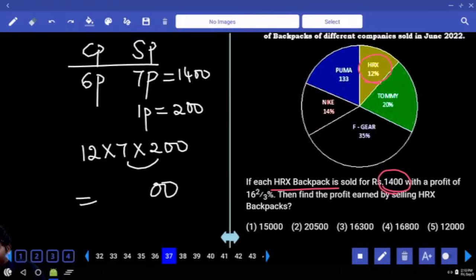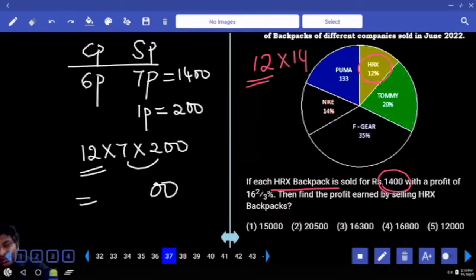2 into 7. 12 into 14. Product of consecutive even numbers: middle number square minus 1. 12 into 14 can be written as 13 minus 1 and 13 plus 1. 13 square minus 1. 169 minus 1, 168. 168,000. Is it okay?